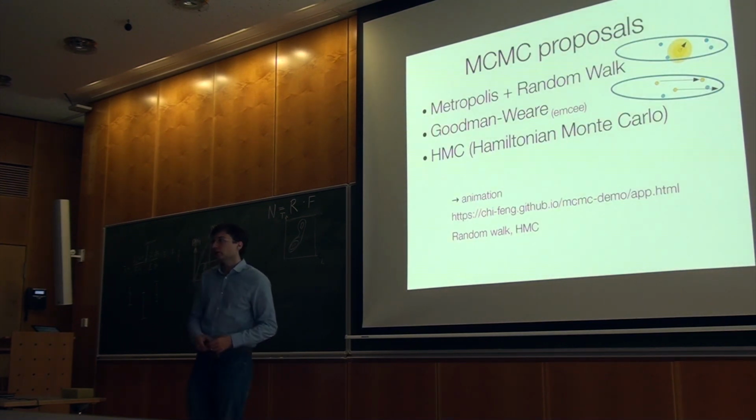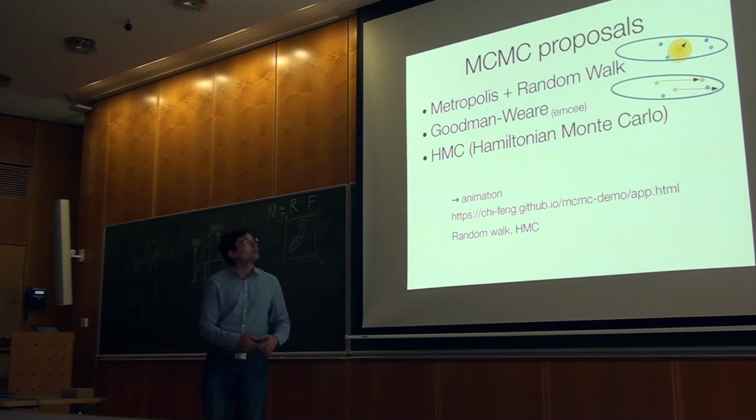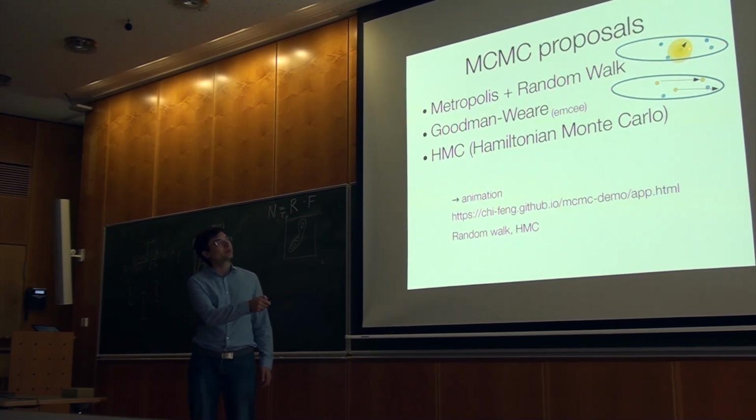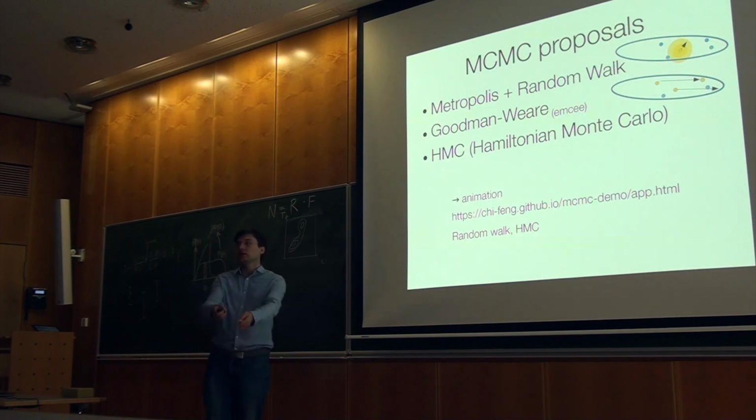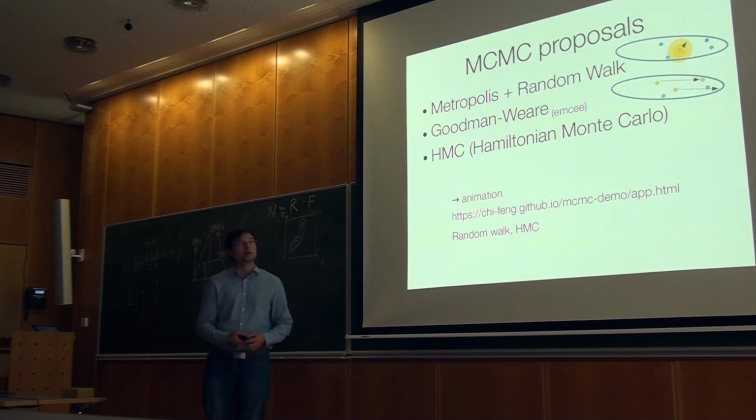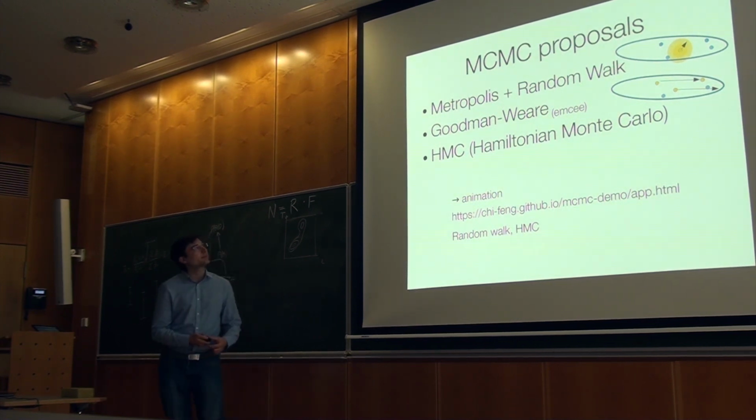Here are some of the most popular proposals that are used. The first one is the one I just presented. It's called Metropolis proposal with a random walk, where you just have this Gaussian jump, which you can optimize to give you better acceptance rates.